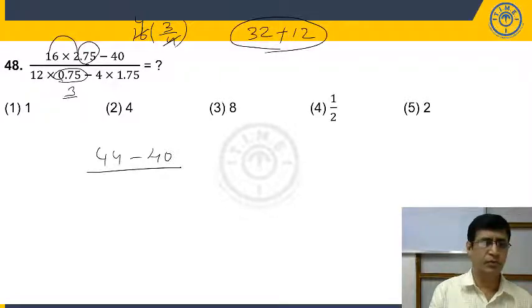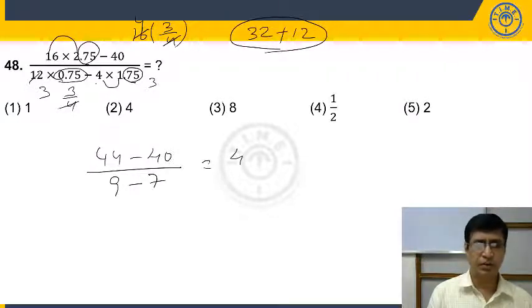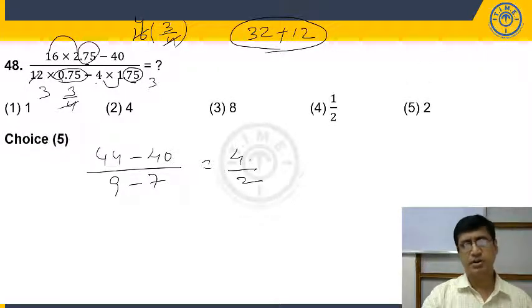0.75 means it is 3 by 4. 4 goes exactly how many times in 12? 3 times. 3 into 3, 9 minus. So 1 time of 4 it is 4. 3 by 4 into 4 means 3. 3 plus 4 it is 7. Now simplify this. The difference in the numerator, the difference of 44 and 40, is 4, and 9 minus 2 is 7. Simplify this. So what is the result? Option number 5, that is 2 is the answer.